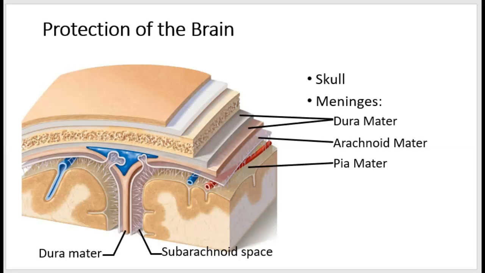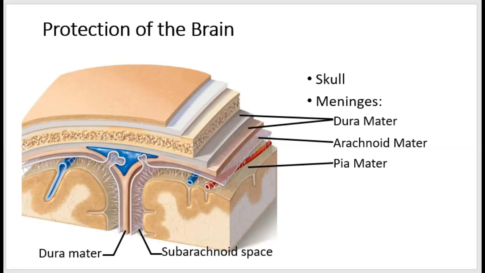The brain is protected by the skull, of course, and covered by 3 membranes known as the meninges. The 3 meninges, from superficial to deep, are the 2-layered dura mater, the arachnoid mater, and the pia mater. Notice that the spider-like extensions of the arachnoid mater secure it to the pia mater.